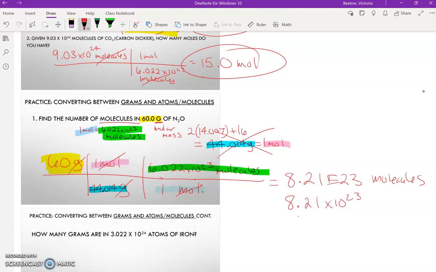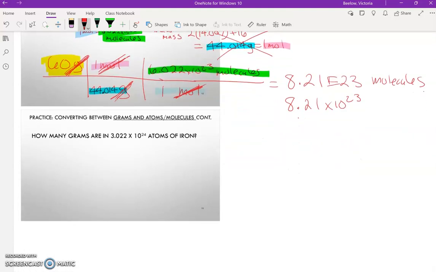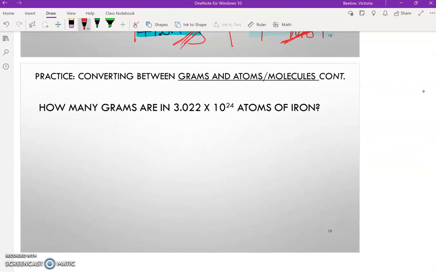So again, I'm still using my picket fence skill to plug these things into the picket fence so that I'm only left with the unit I want my answer in. So now, instead of starting with grams, let's do a problem where we're starting with atoms. Again, it says how many grams. So automatically I should think, okay, grams, I should think molar mass.